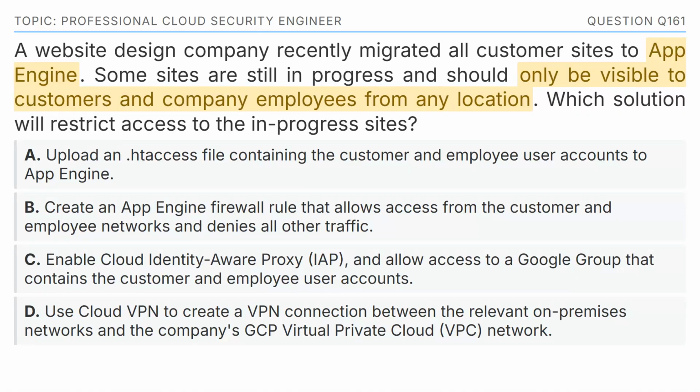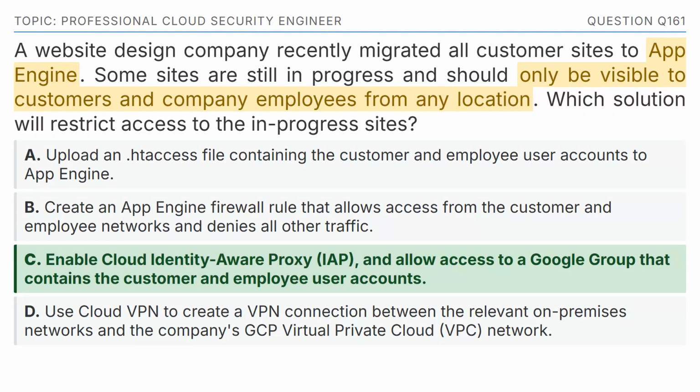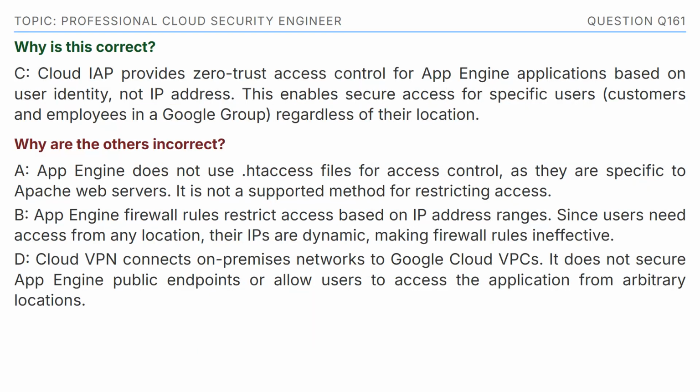To arrive at the correct answer, we focus on the keywords: App Engine, only be visible to customers and company employees from any location. The correct answer is option C. Enable Cloud Identity Aware Proxy, IAP, and allow access to a Google group that contains the customer and employee user accounts. Why is this correct?